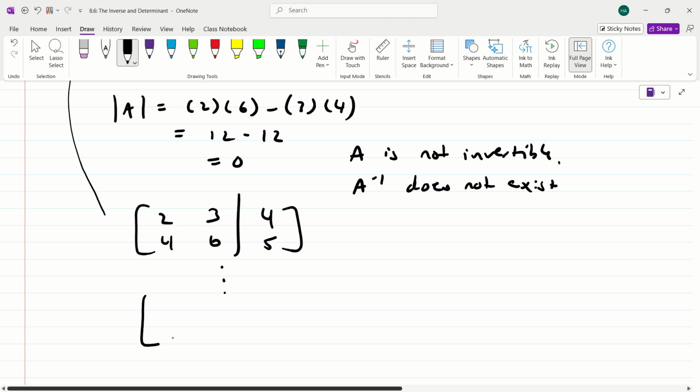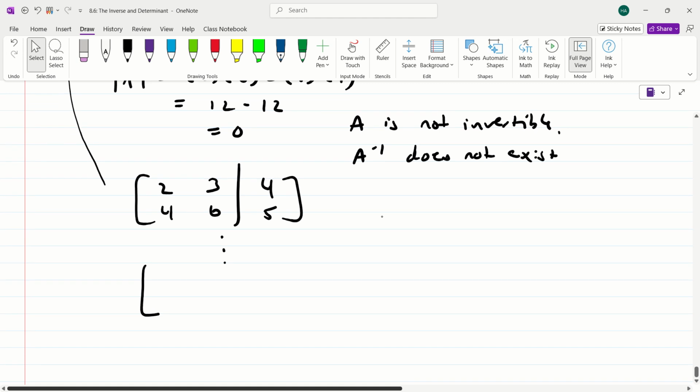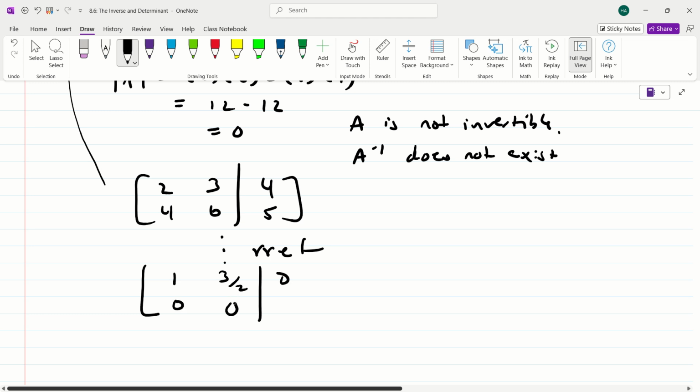If I row reduce this, I start with a 2 by 3 matrix with 2, 3, 4 on the first row and 4, 6, 5 in the second row, and then I use my RREF application here, and I get 1, 3 halves, 0, 0, 0, 1. Do we have solutions?